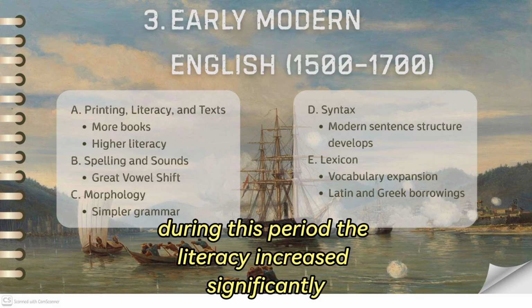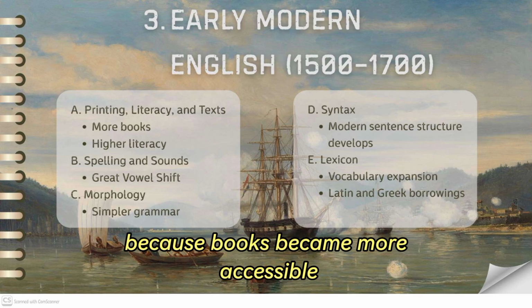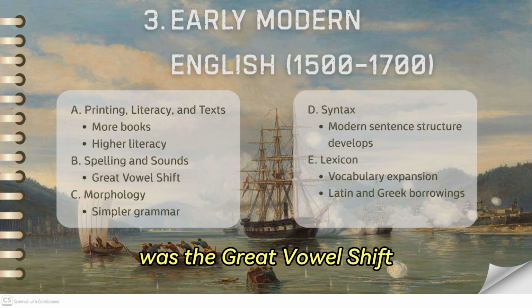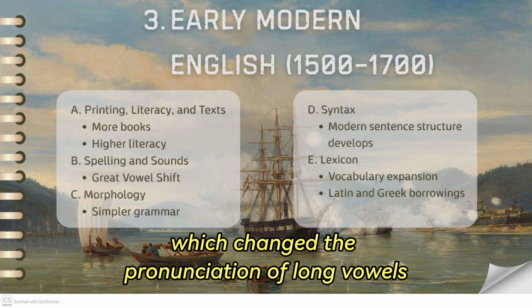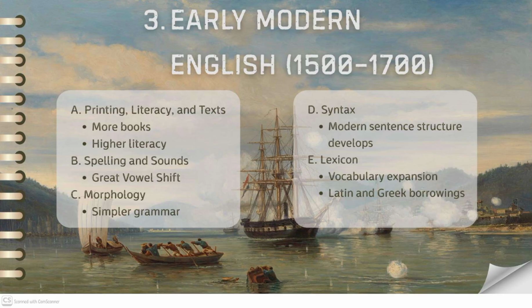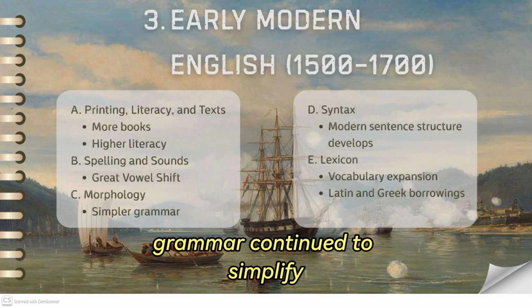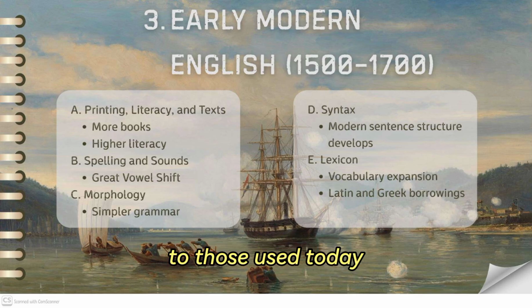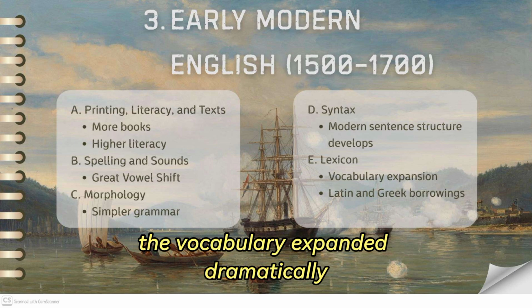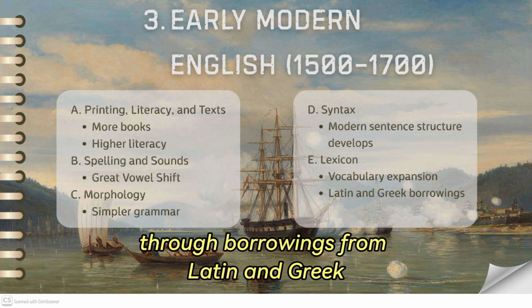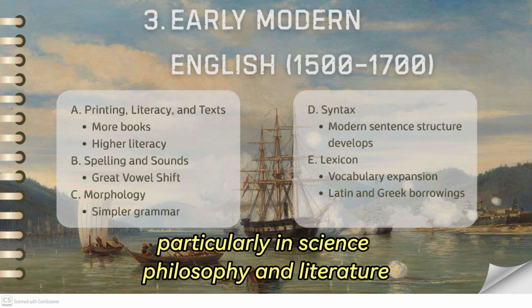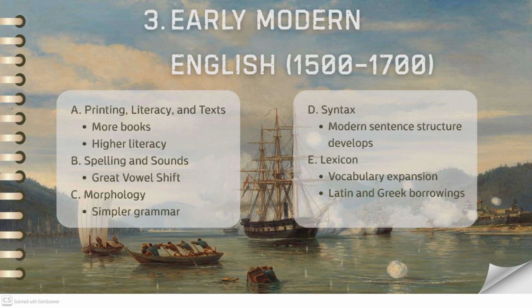During this period, literacy increased significantly because books became more accessible. One of the most important linguistic developments was the Great Vowel Shift, which changed the pronunciation of long vowels. Grammar continued to simplify, and sentence structures became more similar to those used today. The vocabulary expanded dramatically through borrowings from Latin and Greek, particularly in science, philosophy, and literature.